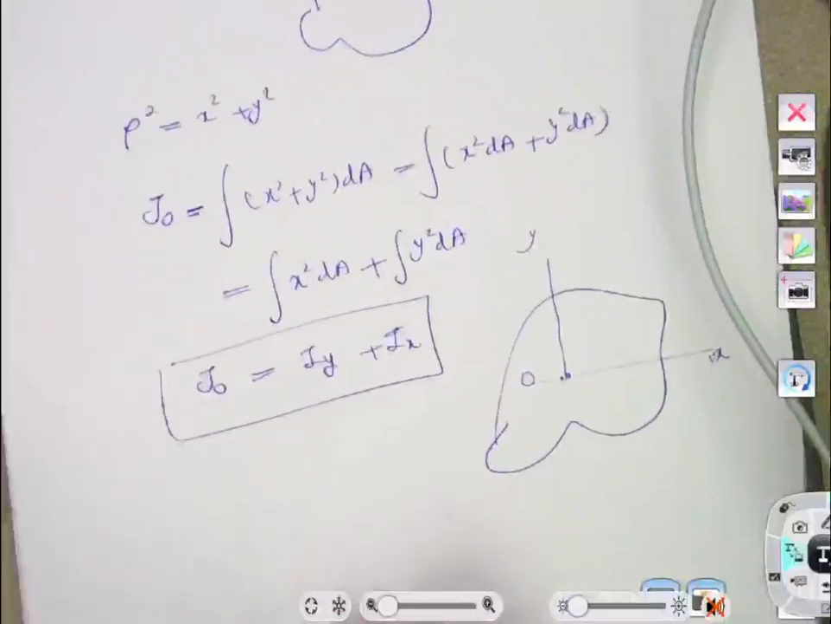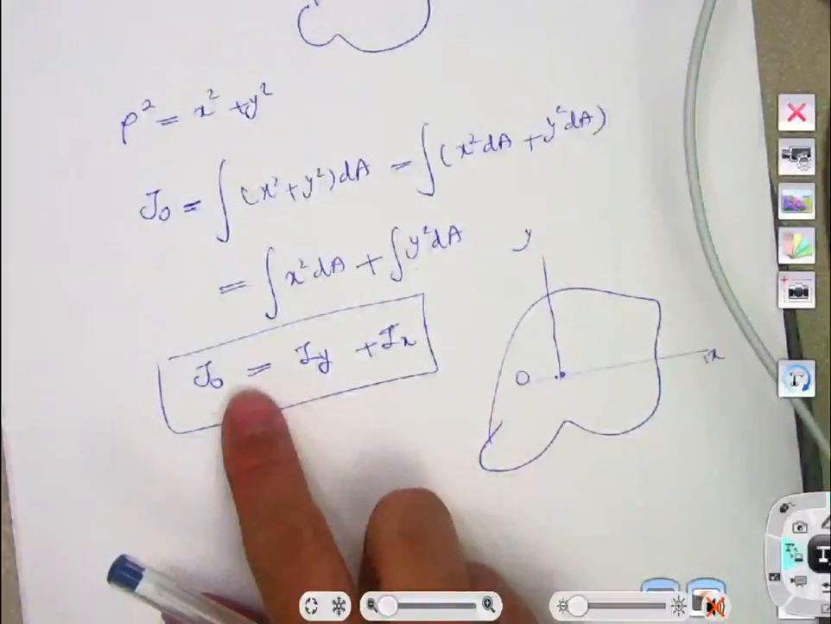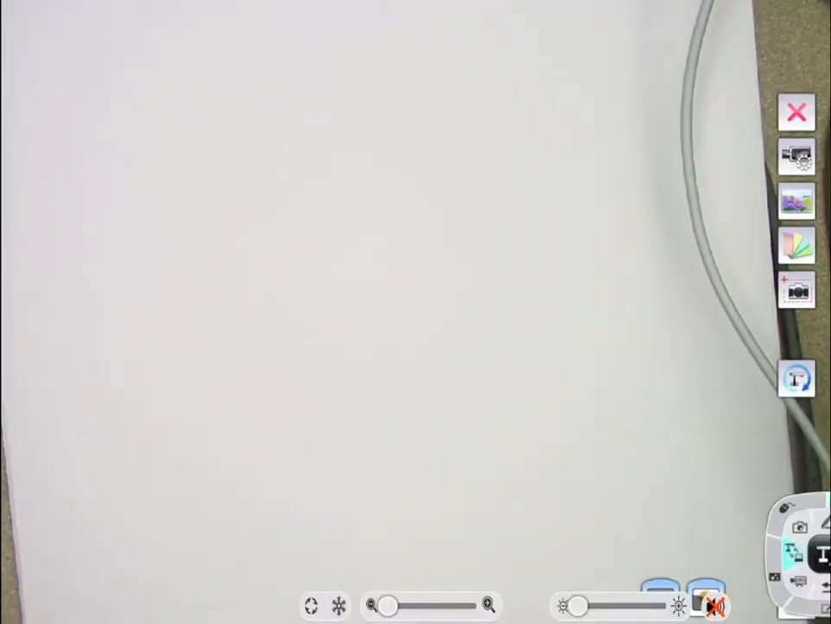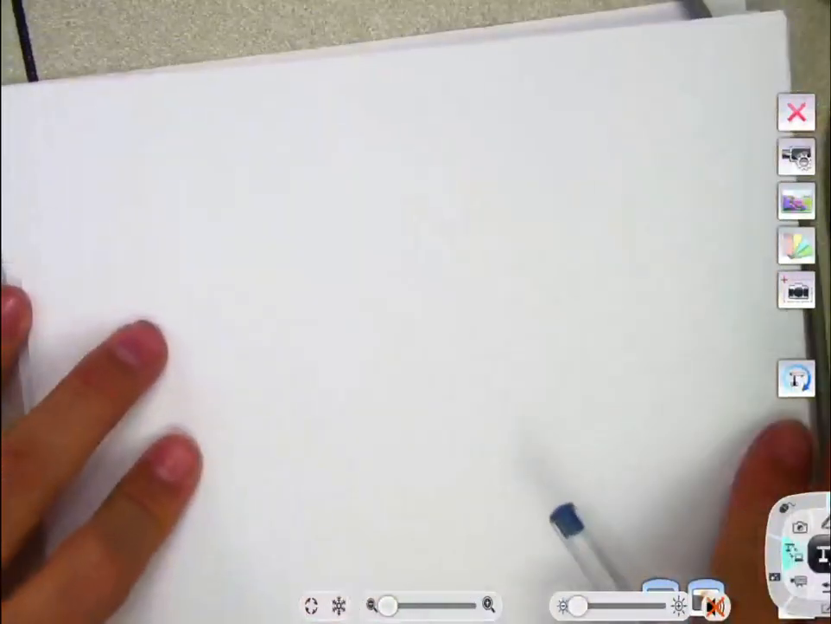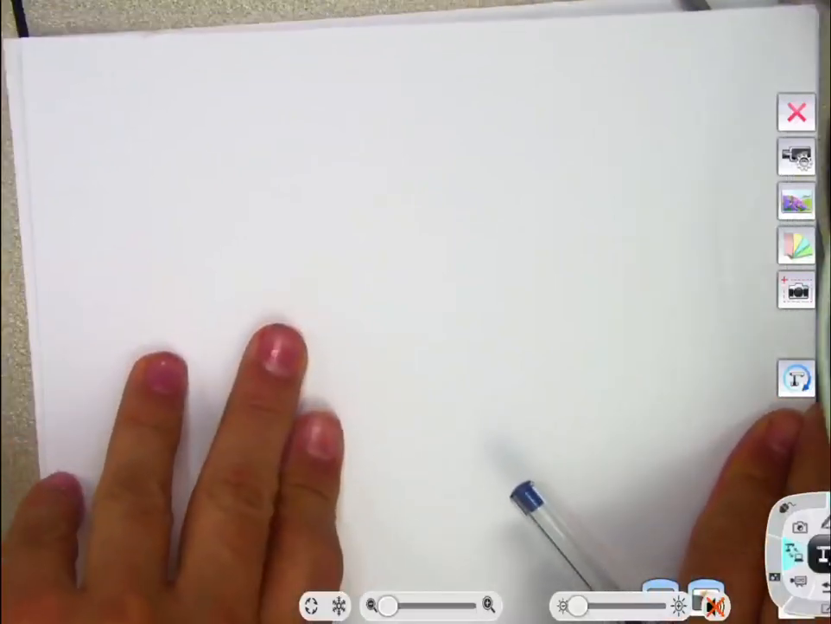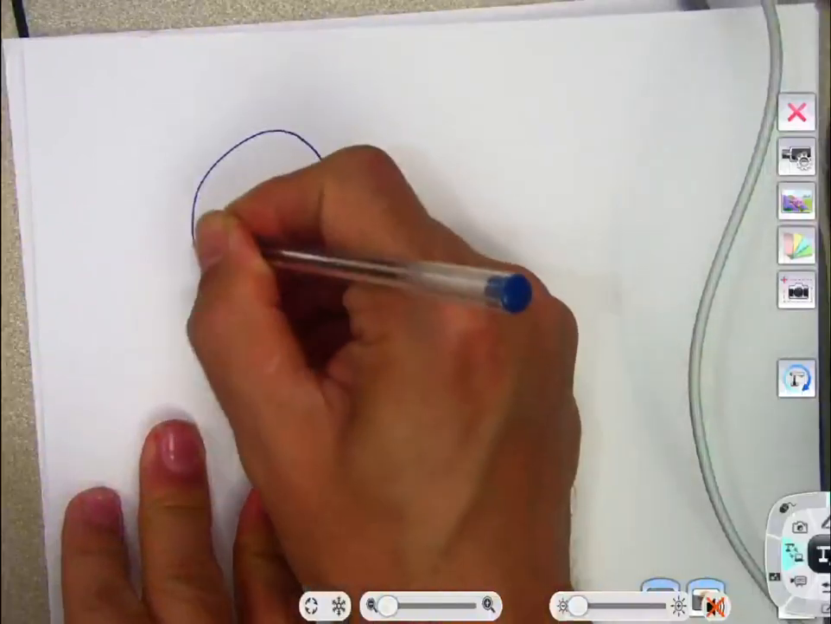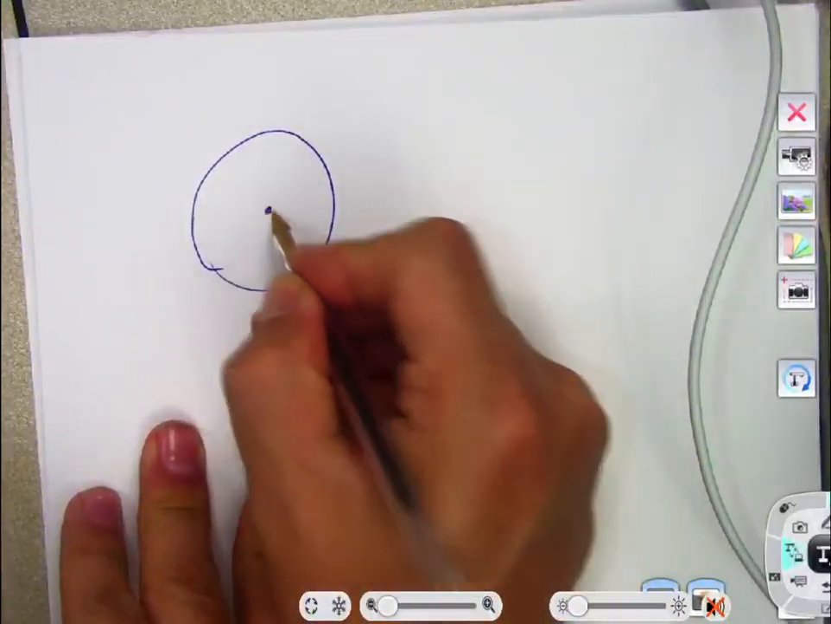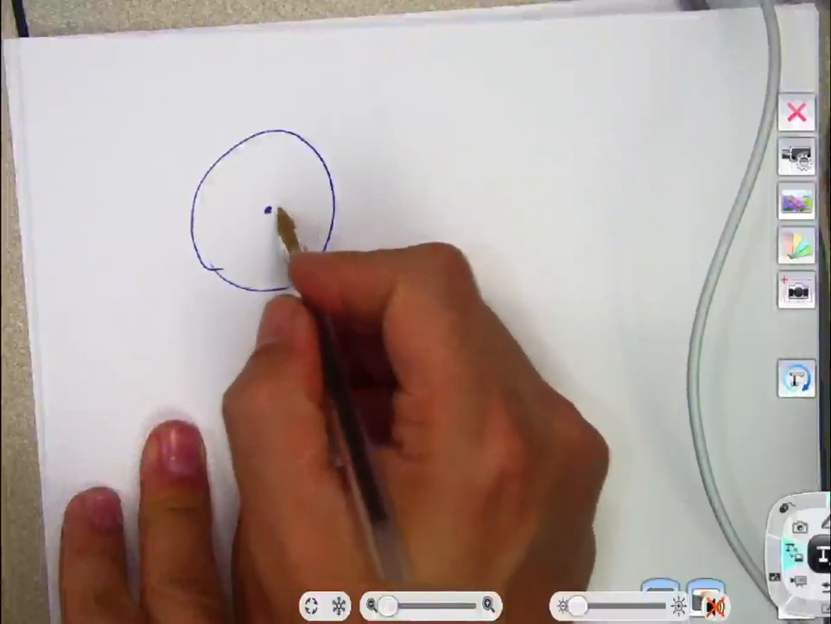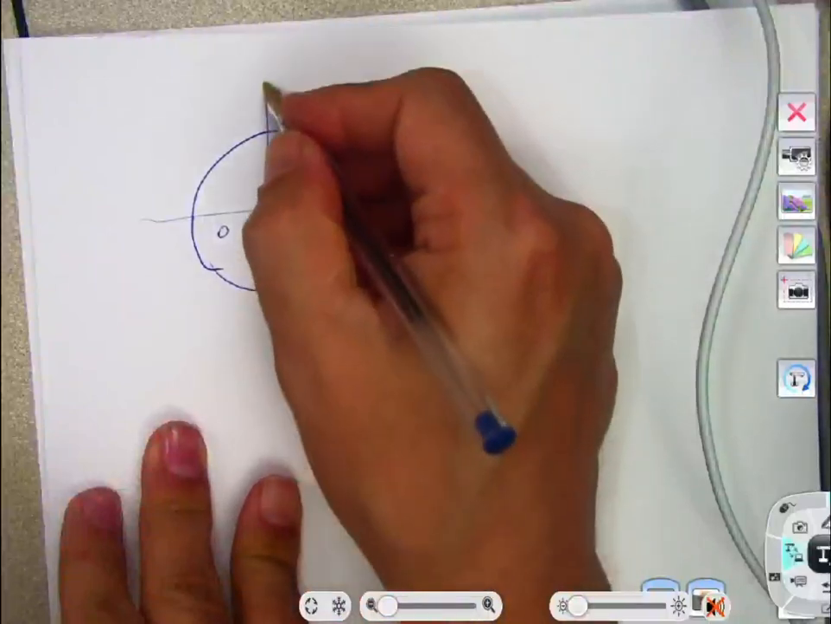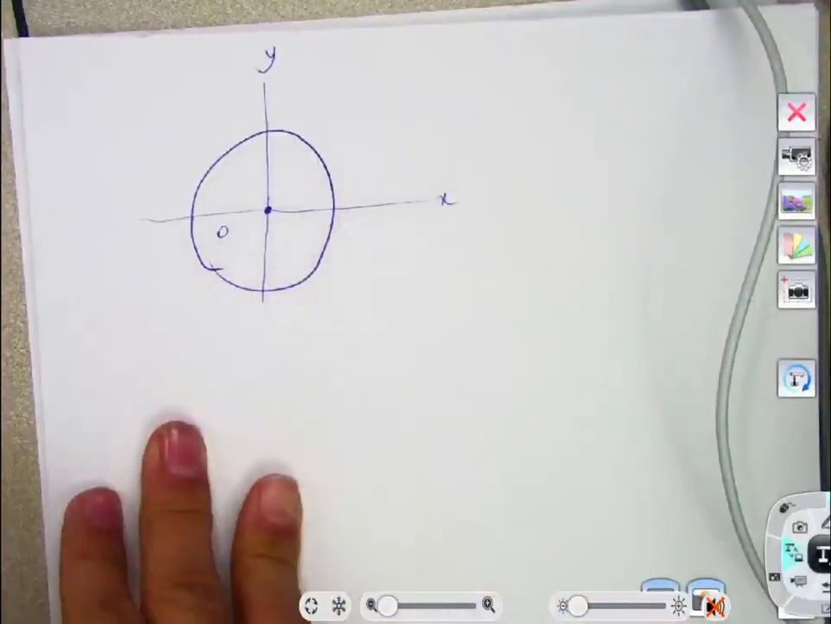For some problems, finding polar moment of inertia is going to be easier. For example, for circular cross sections, it's always easier to do polar moment of inertia. So let's do an example here. Let's say I have a circle, and I want to know the polar moment of inertia of a circle about point O. How do I do that?